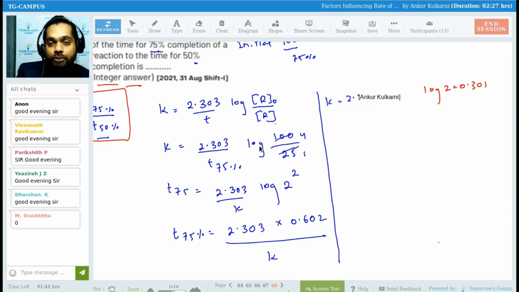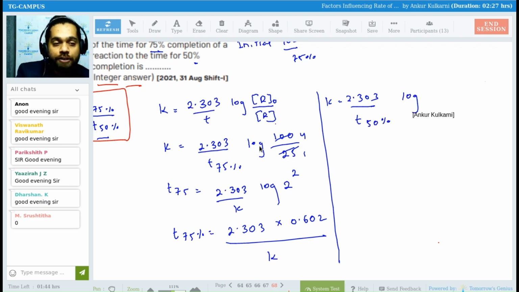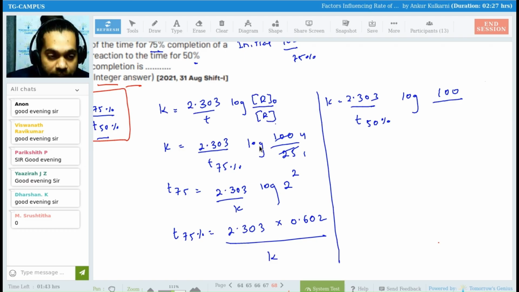Again, the same thing. K is equal to 2.303 over T 50% log of... Now this will be what? Log of 100 over... What will be the value? 100 over... What should I write over here, for the 50%? That means 50% reaction is done, from 100, so it will be 50.